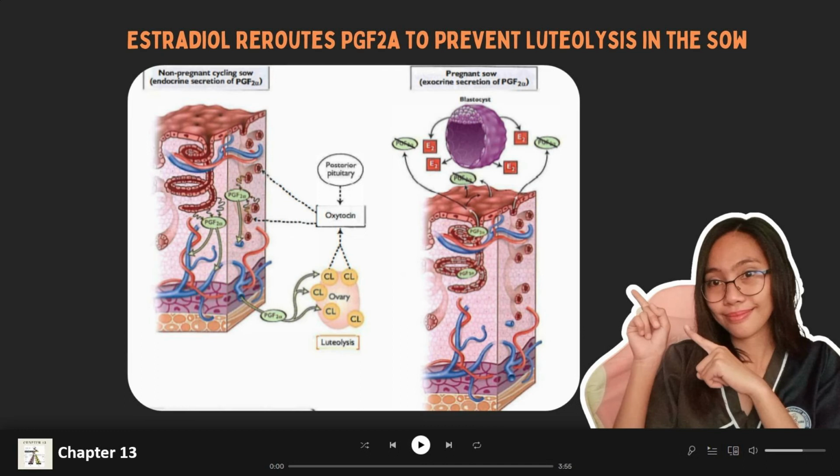Production of E2, or estradiol, by the porcine conceptus not only serves as the maternal signal to prevent luteolysis, but also probably serves to stimulate contractions of the myometrium to distribute conceptuses with the proper spacing along the uterine horn.